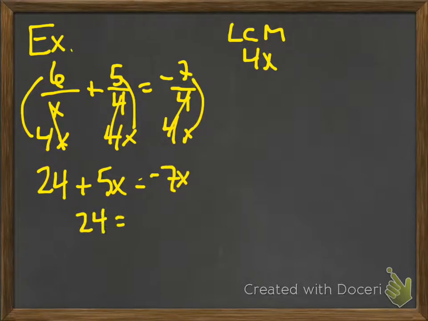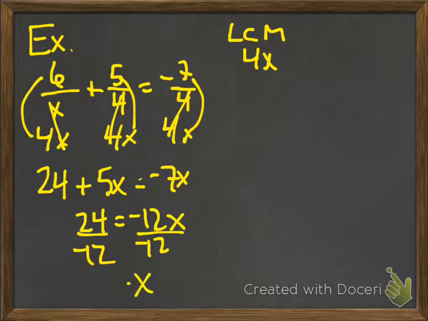Move the 5 over, I got 24 is equal to negative 12x, divide by negative 12, and I've got x is equal to negative 2. Plug that in anywhere and it's going to work, so there won't be any zeros in the denominator, so your answer is fine, negative 2.